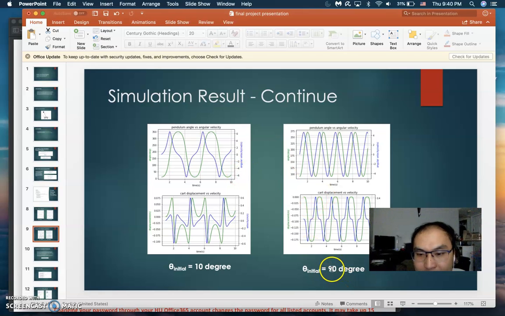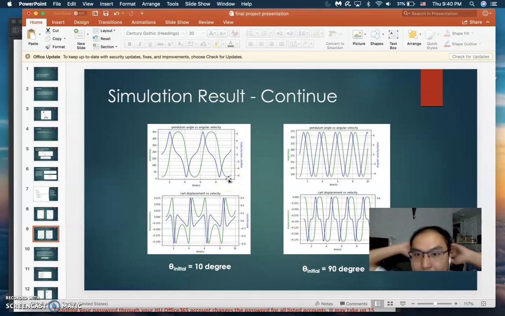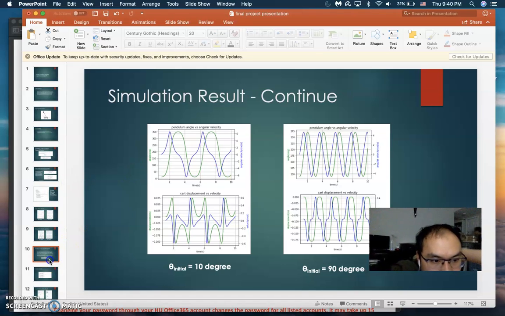This is the same for the 90-degree case. Because 90 degrees is a bigger angle, we should see a higher frequency. The reason why it is this way can be found in my research paper.